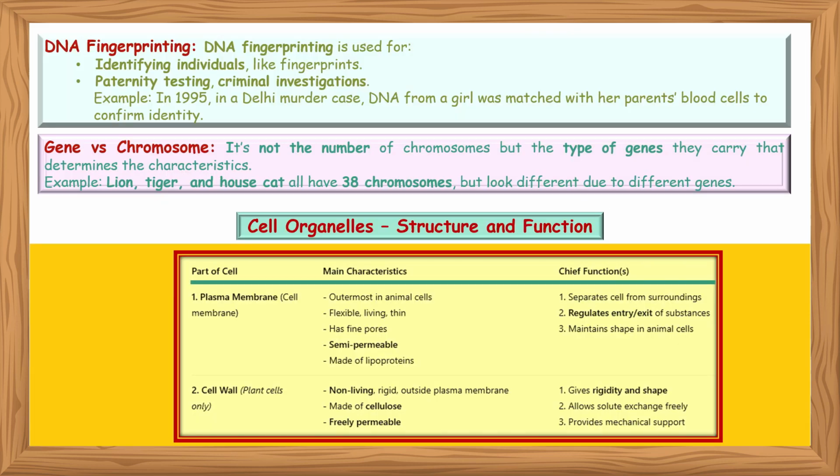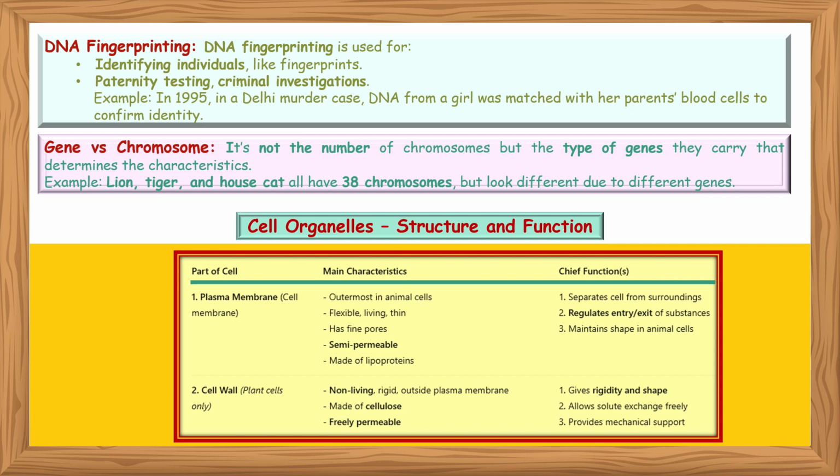DNA fingerprinting is used for identifying individuals, like fingerprints. It is used in paternity testing and criminal investigations. Example: in 1995, in a Delhi murder case, DNA from a girl was matched with her parents' blood cells to confirm identity. Gene versus chromosome.